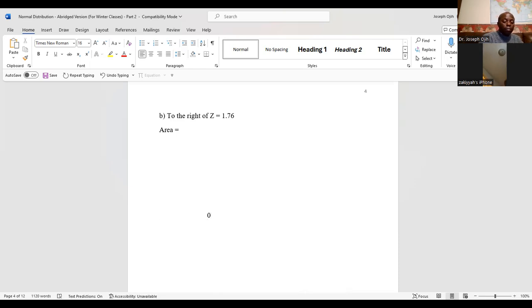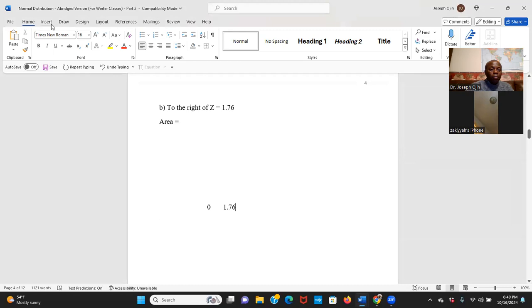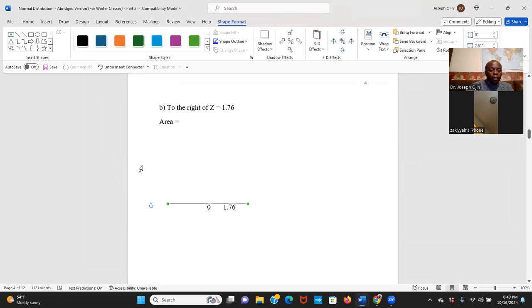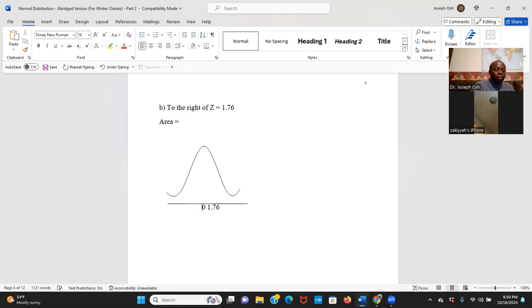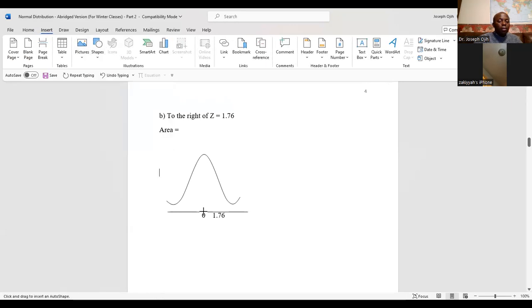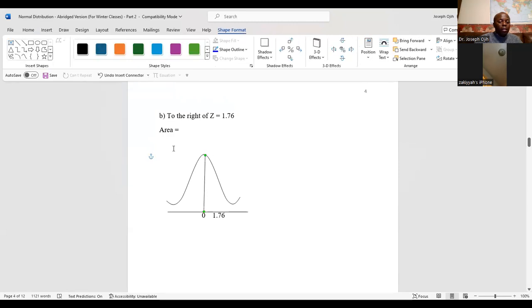You have 0, 1.76. Now you can plot a chart. Well, the x-axis. Then, of course, the bell curve. So make some adjustments. Then you can now put the center line to represent the mean. Then say to the right of it.